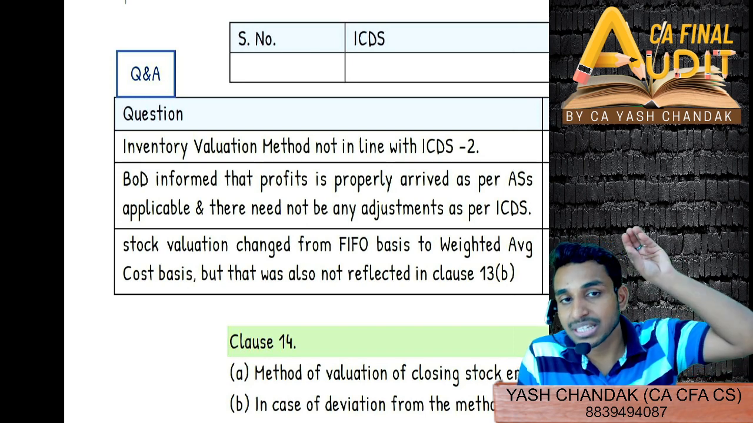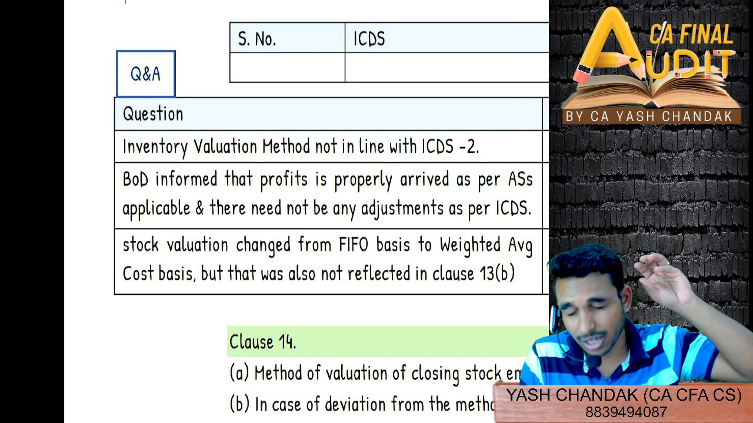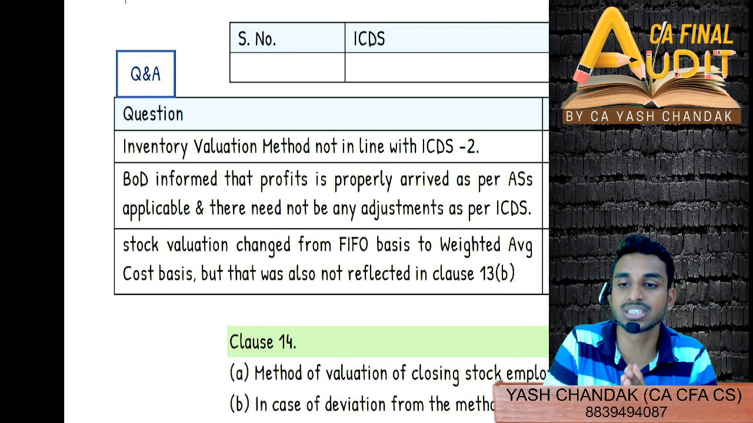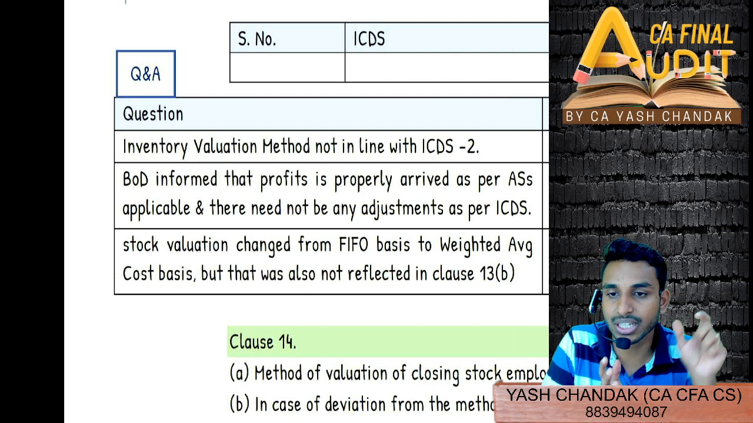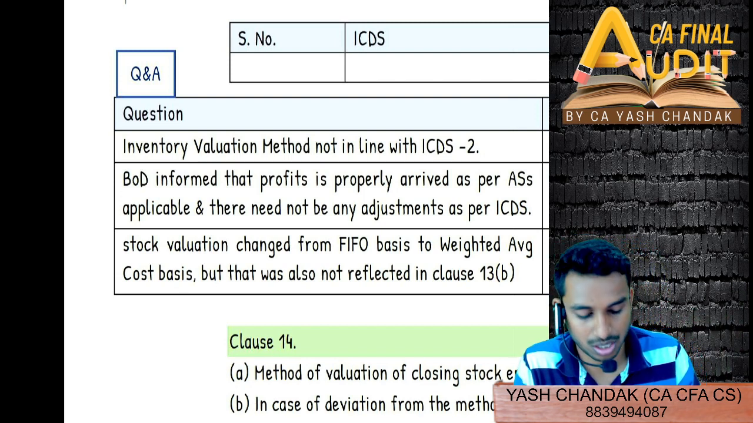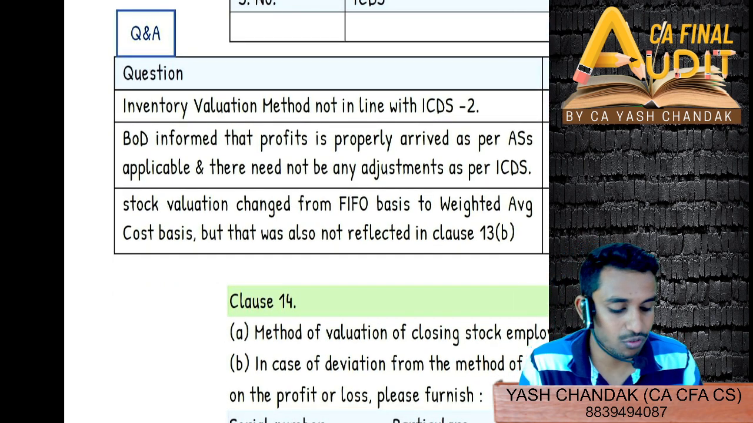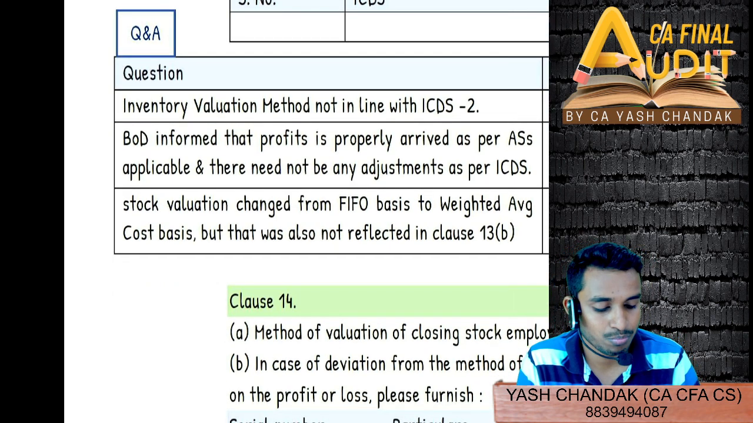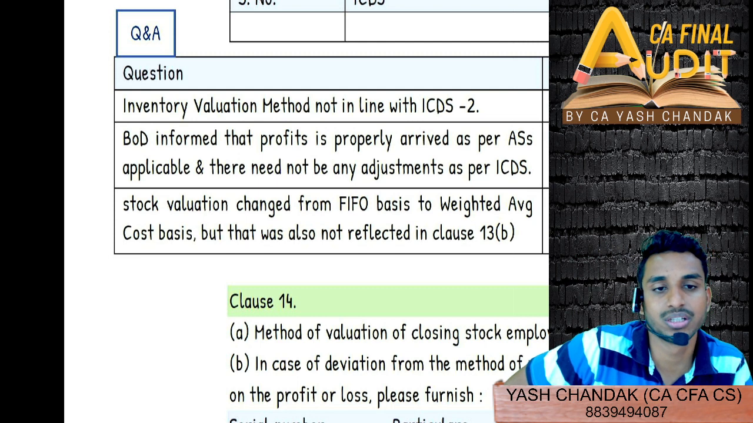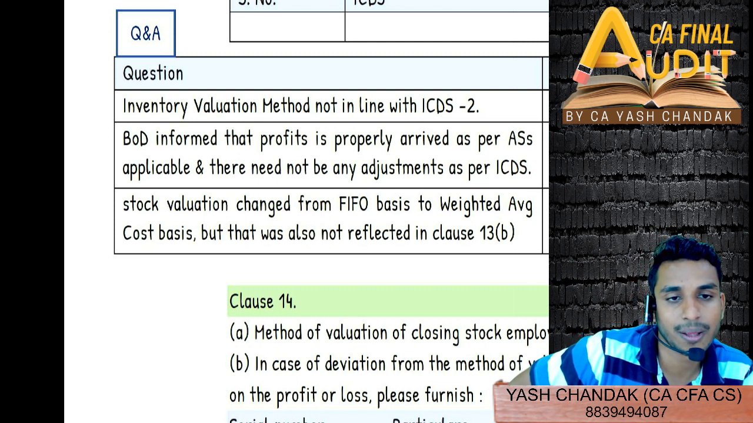No, we have to make the adjustments from ICDS. So you have to specifically mention clause 13 of form 3CD. In the tax audit report, the auditor has to mention what is there under clause 13A, clause 13B, and 13 DEF, these three clauses. Then lastly, stock valuation changed from FIFO basis to weighted average cost basis, but that was not reflected in clause 13B. So what do you think, Rupali? Should this be reported or not?